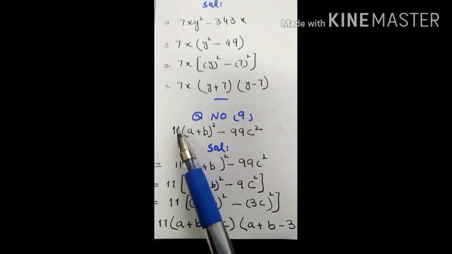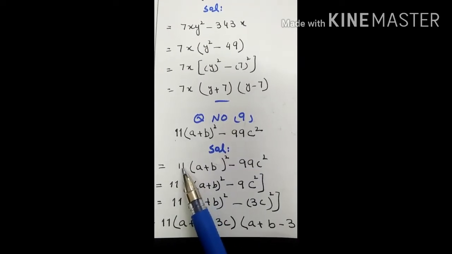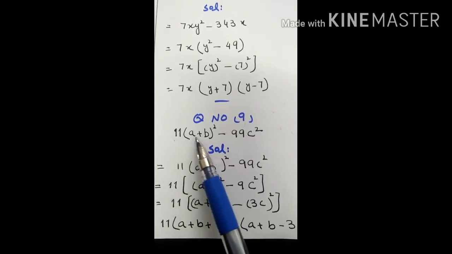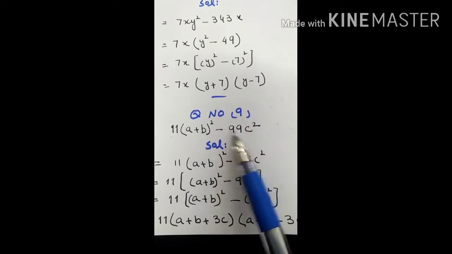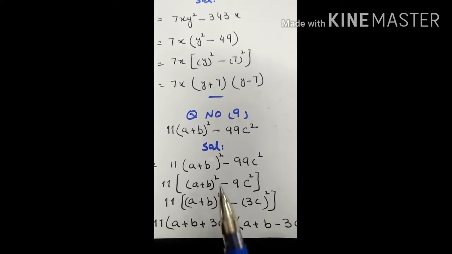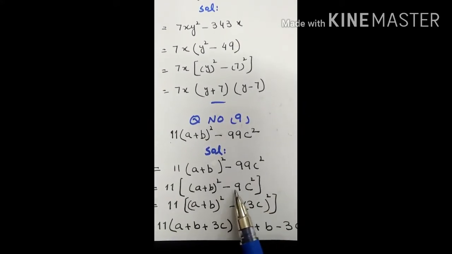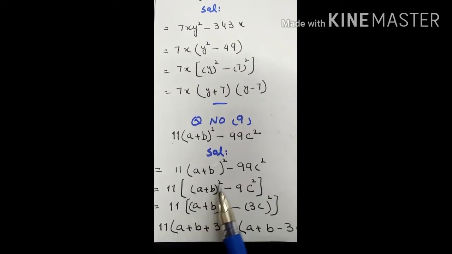Beta, just see, you can take 11 as common. So we have taken 11 as common, and what is left? (a plus b) square minus 99 divided by 11, that is 9c square. It can be written as a square, this is 3 square, this is c square, (a plus b) whole square.